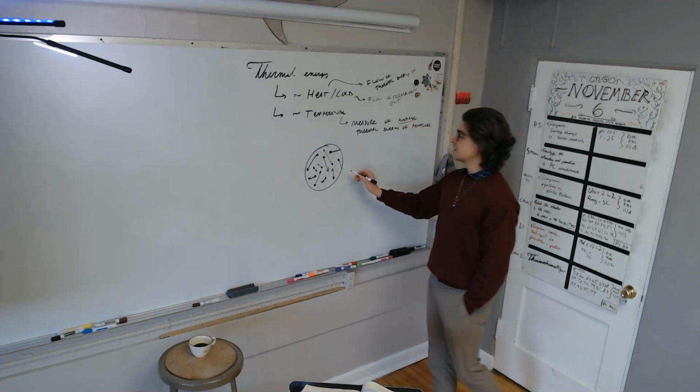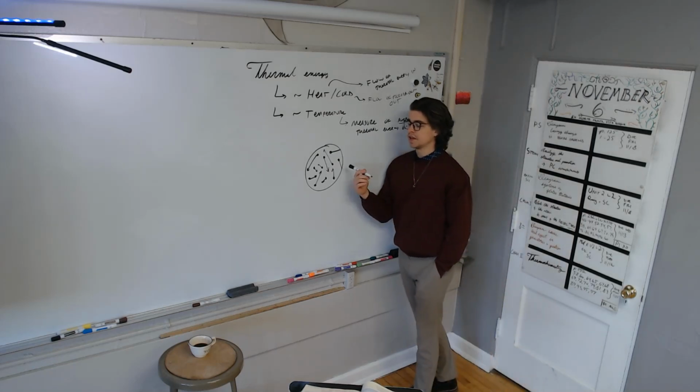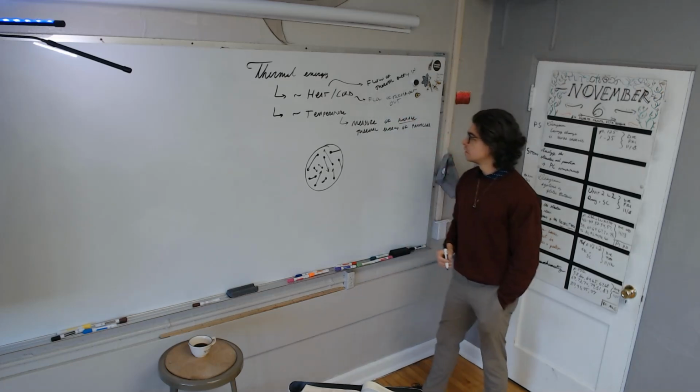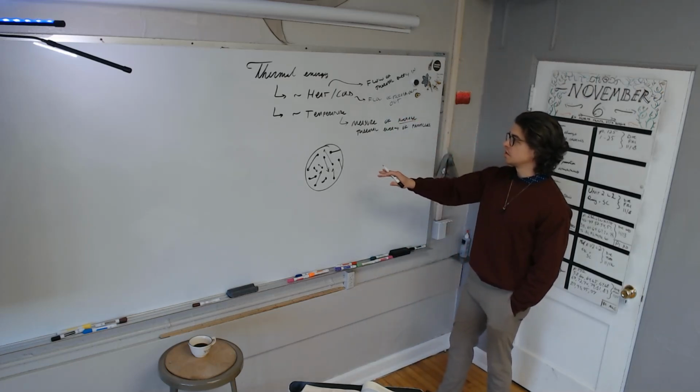So we could say that this material has a particular temperature that is the average of these, even though some of them are moving faster and some of them are moving slower. They don't all have to be moving the same speed to have the same average speed. So temperature is how we measure the speed of these particles.